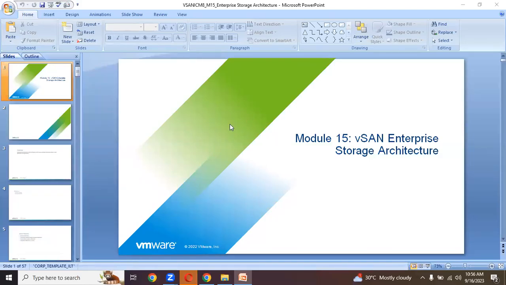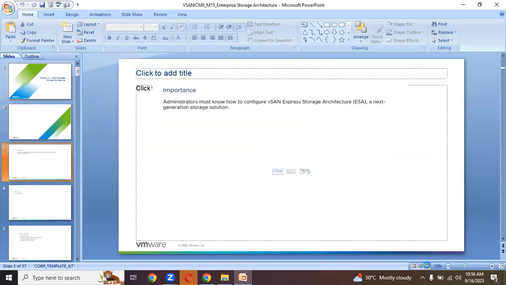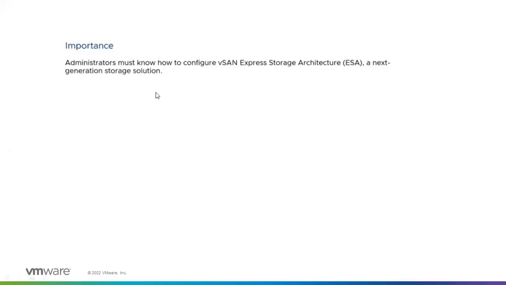Okay, so module number 15 that we are talking about is vSAN storage architecture. Here we are going to talk a lot about the storage ESA, which we refer to as vSAN Express Storage Architecture, a next generation storage solution.